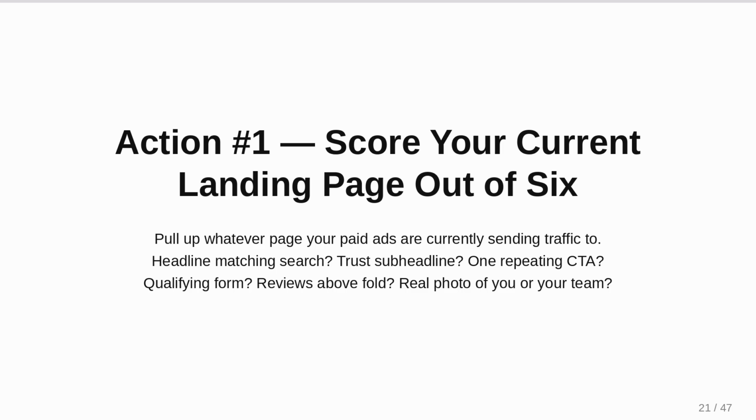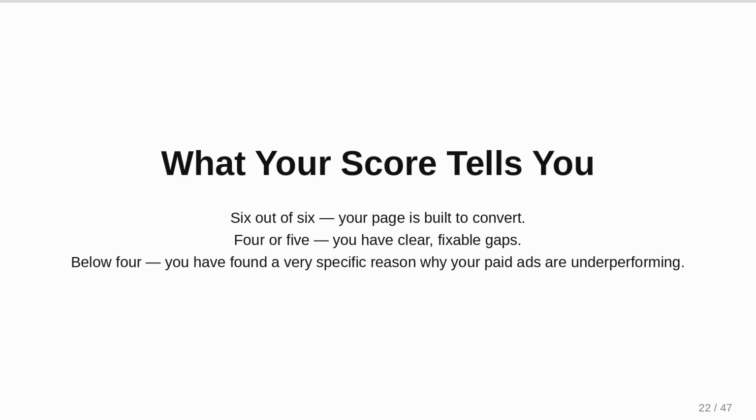Does it have a headline that matches the search intent? Does the subheadline handle the trust objection immediately? Is there one single CTA that repeats? Is there a qualifying form, not just a contact box? Are your reviews visible above the fold? Is there a real photo of you or your team? Count how many of those 6 elements you have.